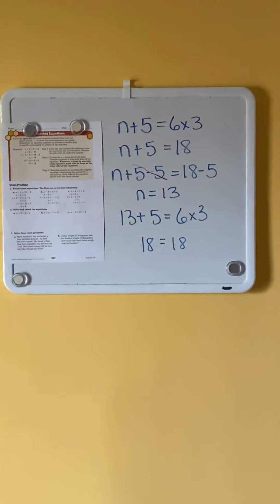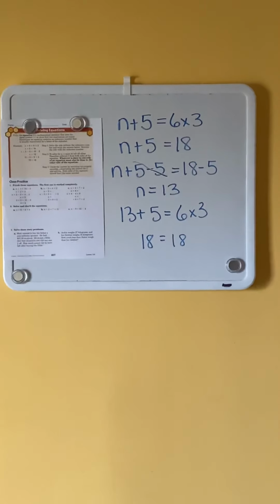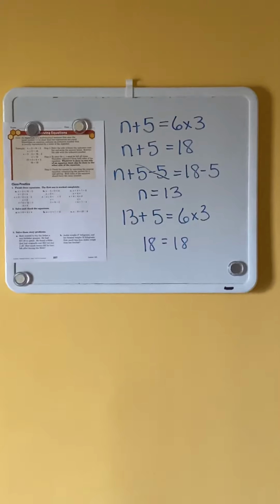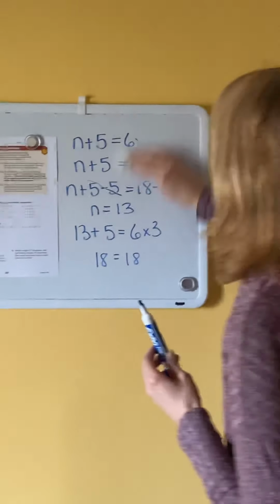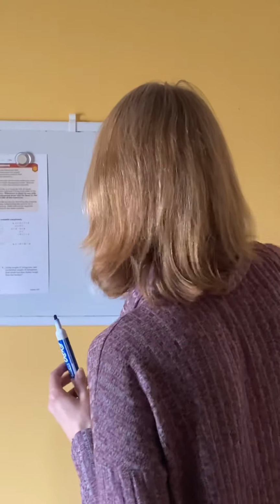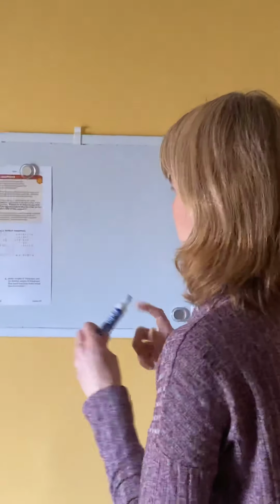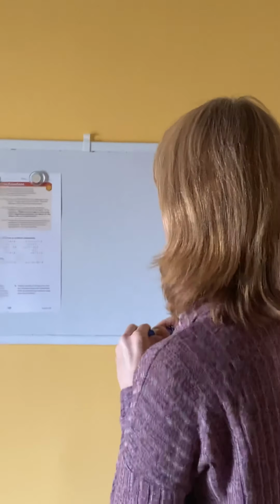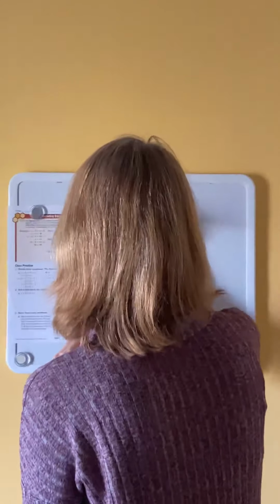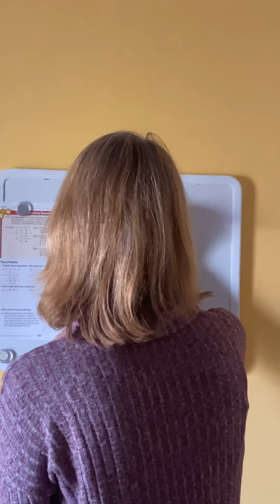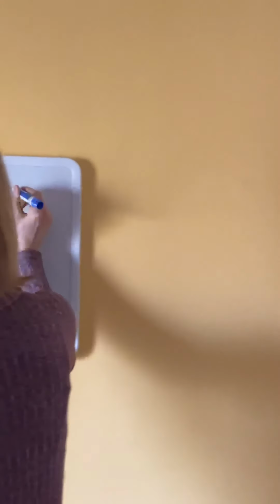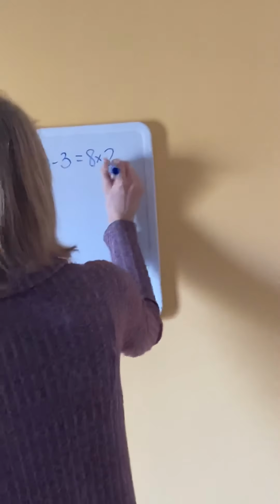So now I want us to look at part 1, and I'm going to erase and write 1a on the board. Actually, sorry, I'm not going to do 1a because 1a is done for us. So we're going to skip to 1b, and it says n minus 3 equals 8 times 2.